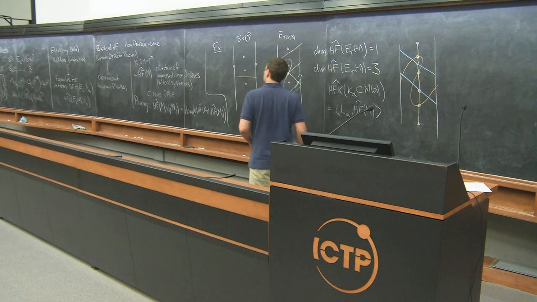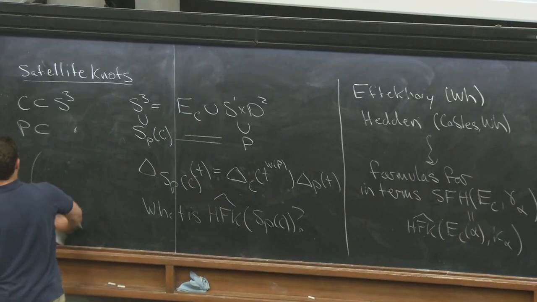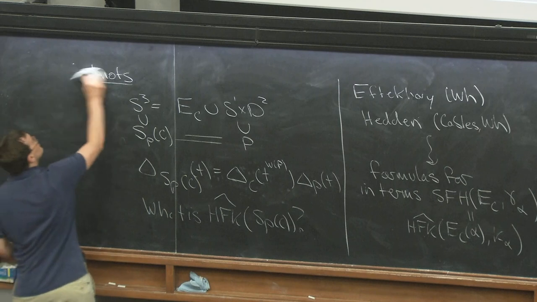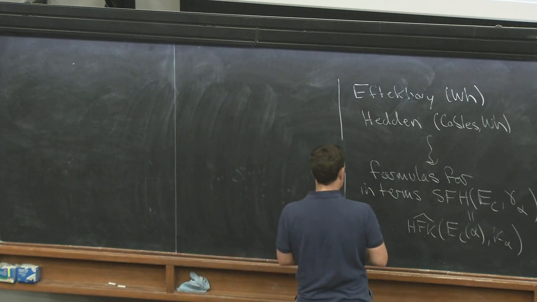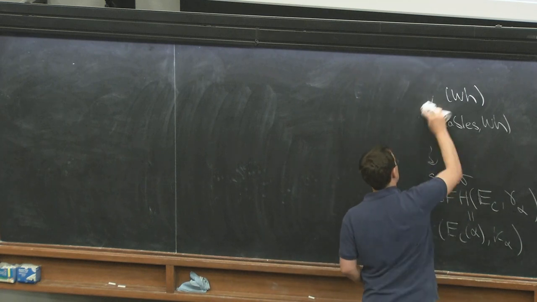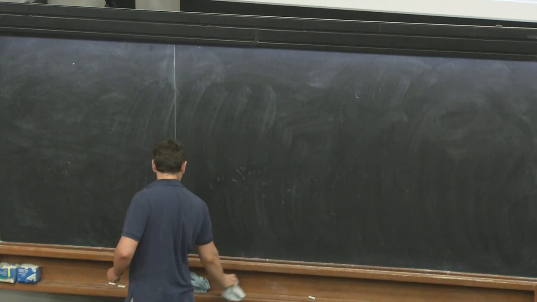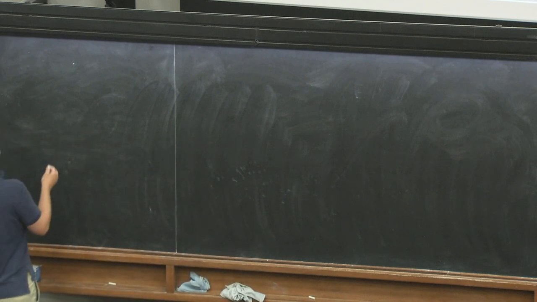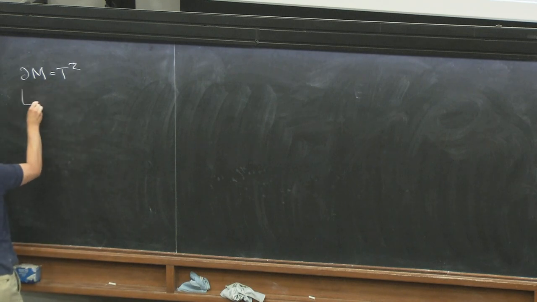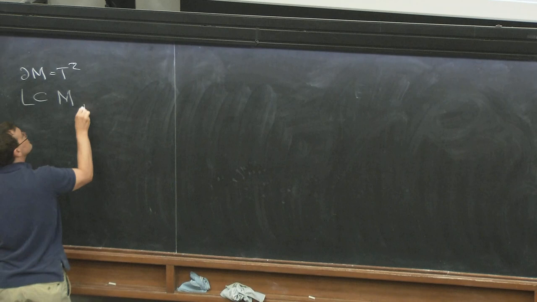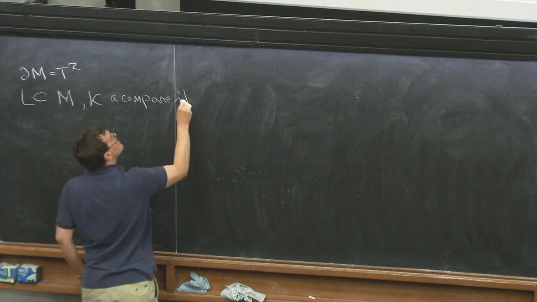And so the question I want to talk about today is what happens if instead we don't think about closed manifolds, but think of links inside of manifolds with torus boundary. There's maybe a more natural general statement in terms of bordered sutured Floer homology, but to keep things simple, I'm just going to restrict to this special case of links. So suppose we have the boundary of M as a torus, and then I give you a link L inside of M, and I'm going to fix K a component of L.